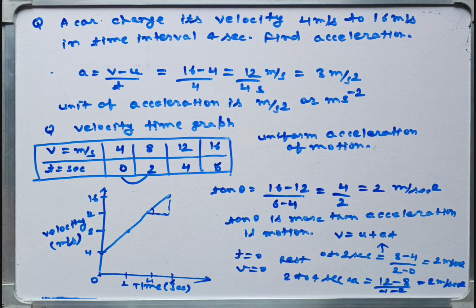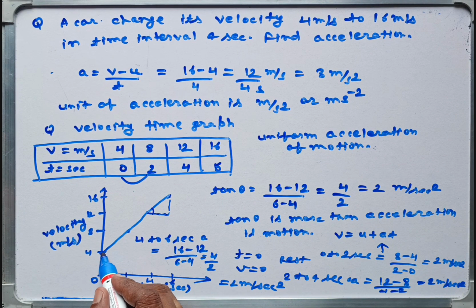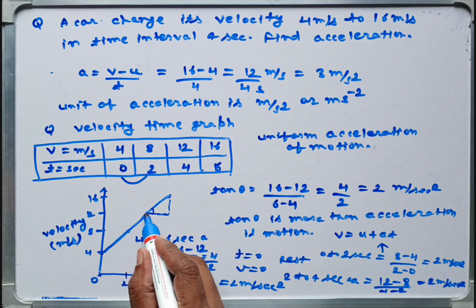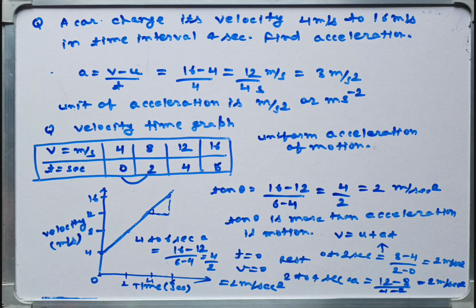Okay, the next one guys, from 4 to 6 seconds, the acceleration of the particle will be 16 minus 12 over 6 minus 4, so this is 4 by 2, so this is 2 meter per second square. So what you see here, acceleration is constant. Okay, when acceleration is constant, then this line must be straight.